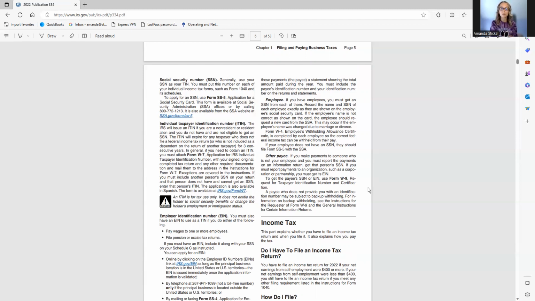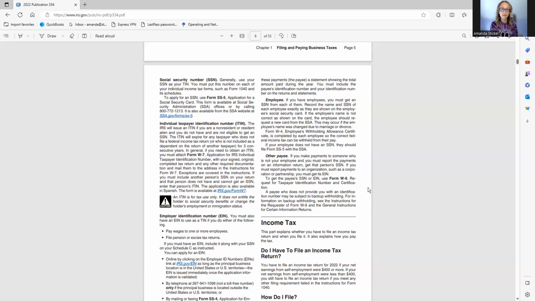To apply for a Social Security number, use Form SS-5, Application for a Social Security Card. This form is available at Social Security Administration, SSA, offices, or by calling 800-772-1213. It's also available on the website. If you are a U.S. resident, most likely you already have a Social Security number from when you were born.